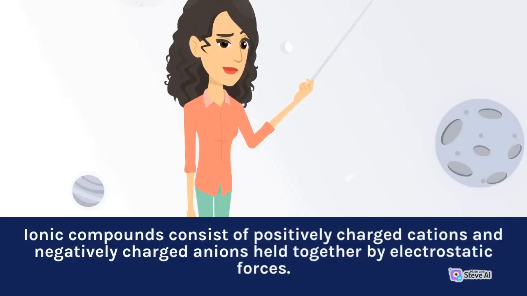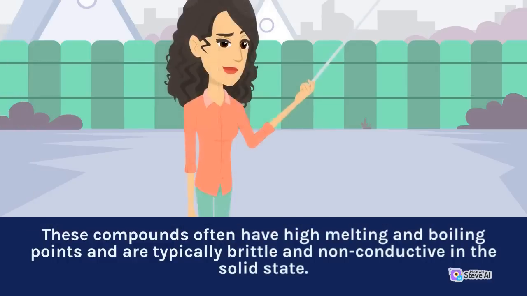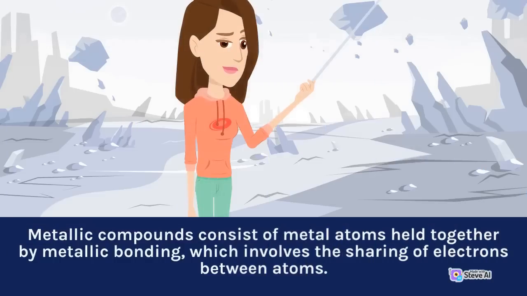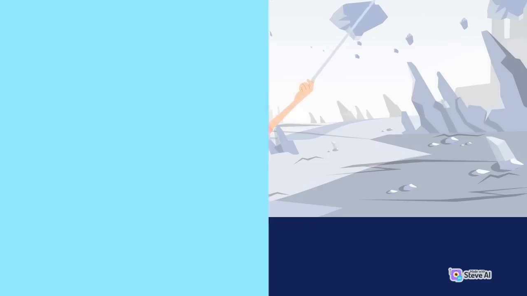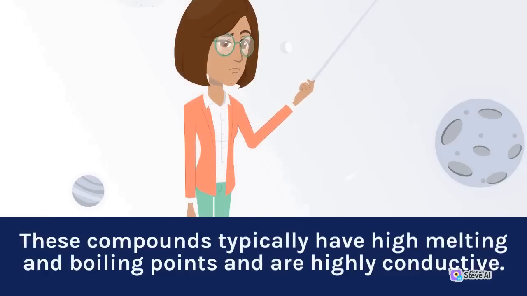Ionic compounds consist of positively charged cations and negatively charged anions held together by electrostatic forces. These compounds often have high melting and boiling points and are typically brittle and nonconductive in the solid state. Metallic compounds consist of metal atoms held together by metallic bonding, which involves the sharing of electrons between atoms. These compounds typically have high melting and boiling points and are highly conductive.